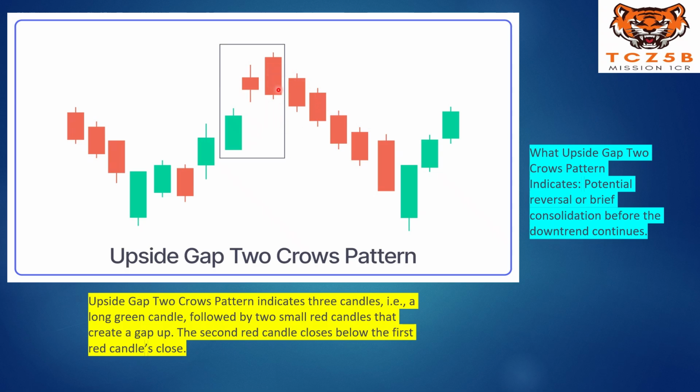So the second red candle, if there is a gap up and there is a candle formation, there is a bearish engulfing. Again, if you see this candle, this is a big candle, and if it is hitting below the red candle's close, there is a potential reversal or brief consolidation. If it breaks, the downtrend continues. So this is the upside gap cross pattern.